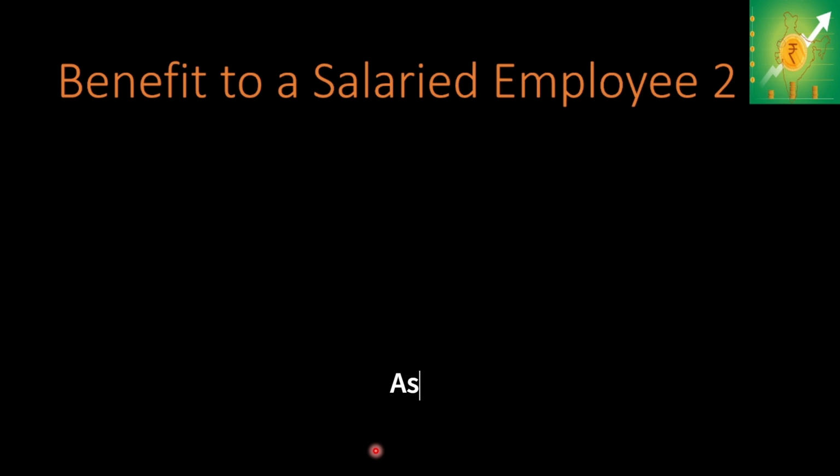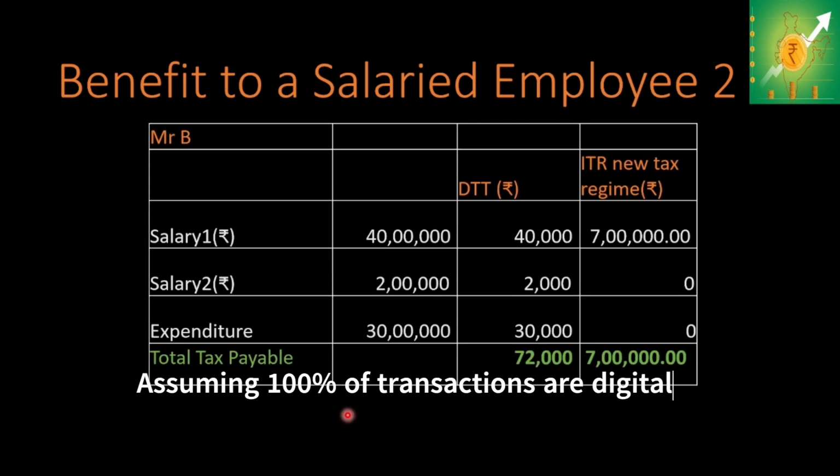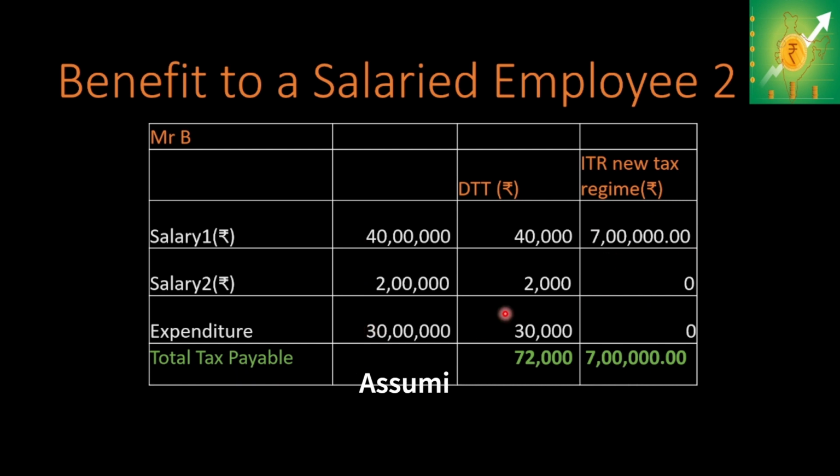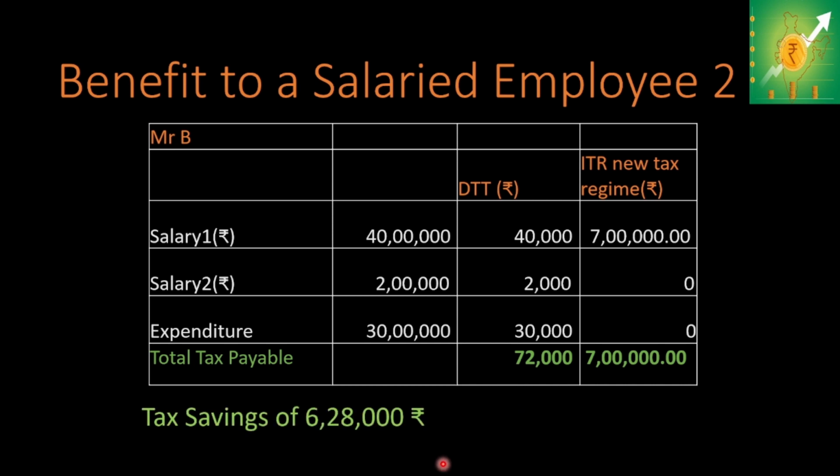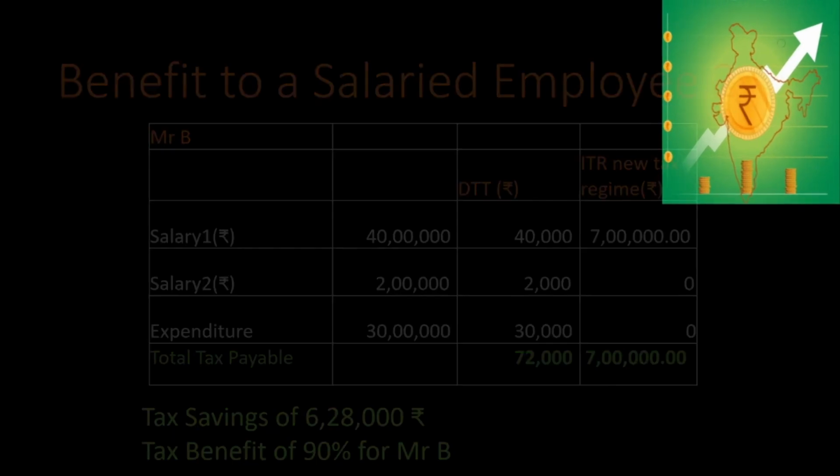Let's take another salaried employee example. His earnings are 40 lakhs per annum. His expenditures are 30 lakhs per annum. His taxes as per old regime is around 7 lakhs per annum. He also has 2 lakhs of side income. Now comes the interesting part. Now DTT, as per the current formula, adds up to only 72,000 rupees. It eventually translates to 6.28 lakhs of savings and 90% of tax benefits for Mr. P.